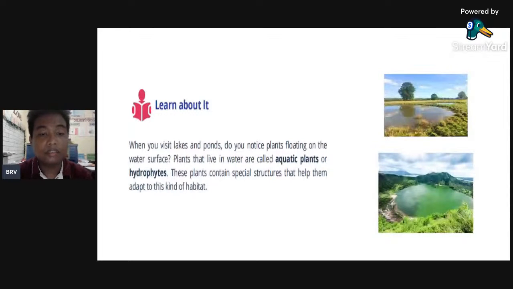These plants contain special structures that help them adapt to this kind of habitat. Because most of the plants, if we talk about plants, mga nasa soil, like terrestrial plants, nasa soil, but kini mga aquatic plants, they are known as hydrophytes. They can adapt in water. Dito sila magpuyo sa tubig.